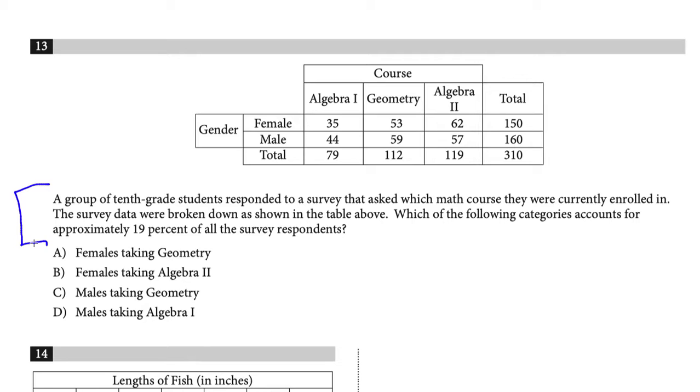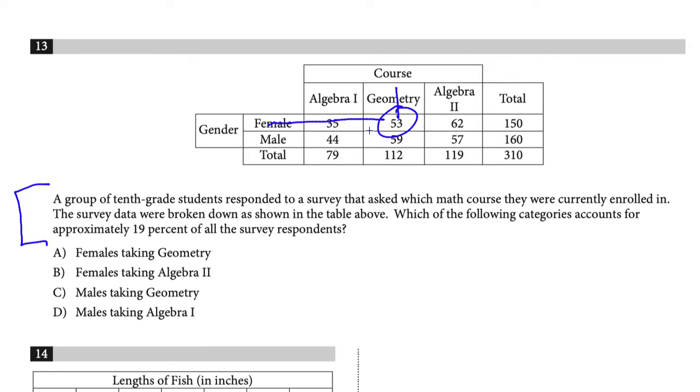All right, so we're looking for something that's 19%, which is about 1/5. 1/5 is 20%, so 19% is a small percentage, right? So you're looking for some small percentage. And if I take a look, it's D. Females in geometry.